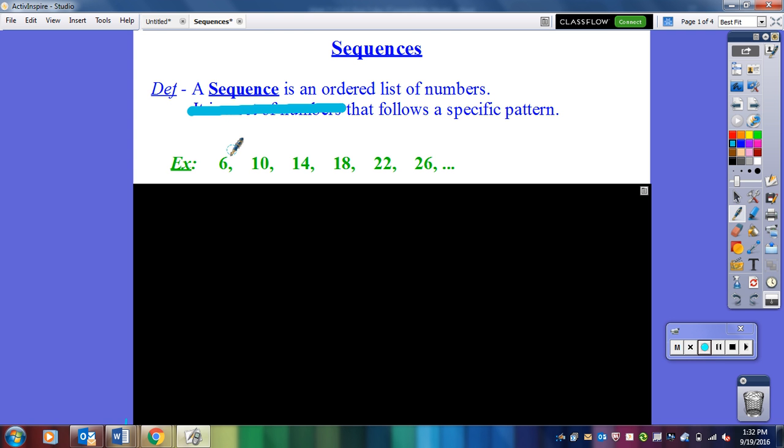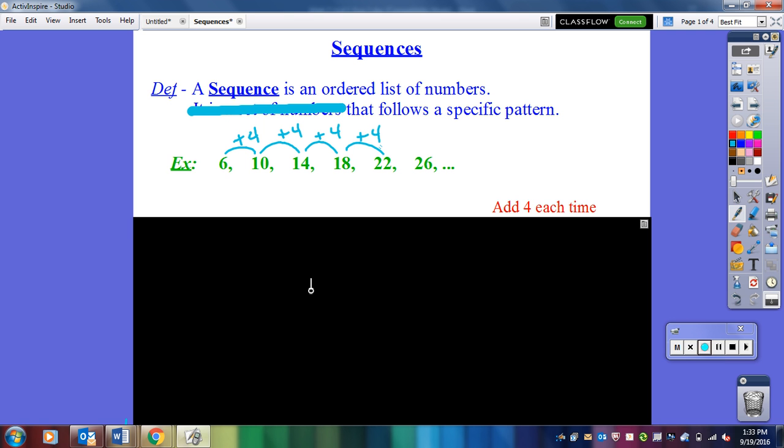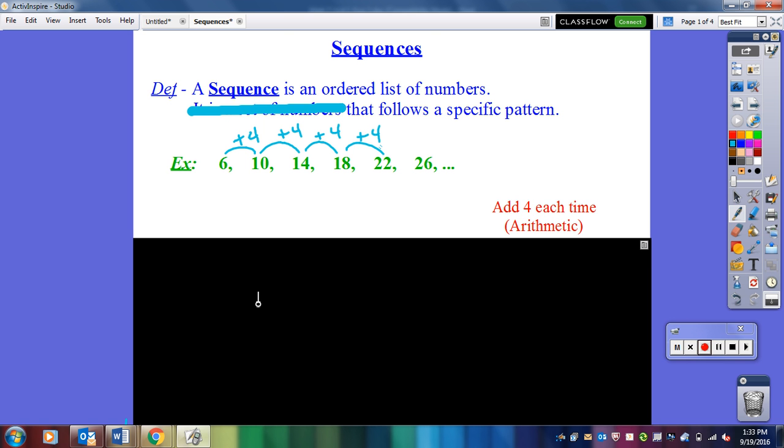I would always check to see what it's increasing by. From here to here, it looks like it's increasing by 4. From here to here, it's once again adding 4. So it looks like each time it's adding 4. If you add the same number each time, that would be the pattern. The pattern in this case would be add 4 each time. We'll talk about it in just a second. That's called an arithmetic sequence.